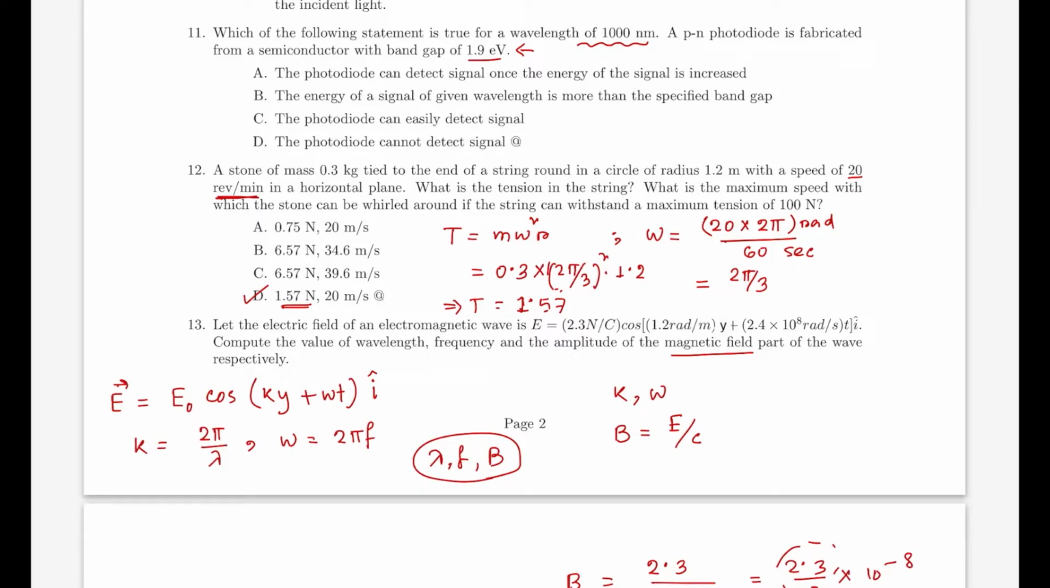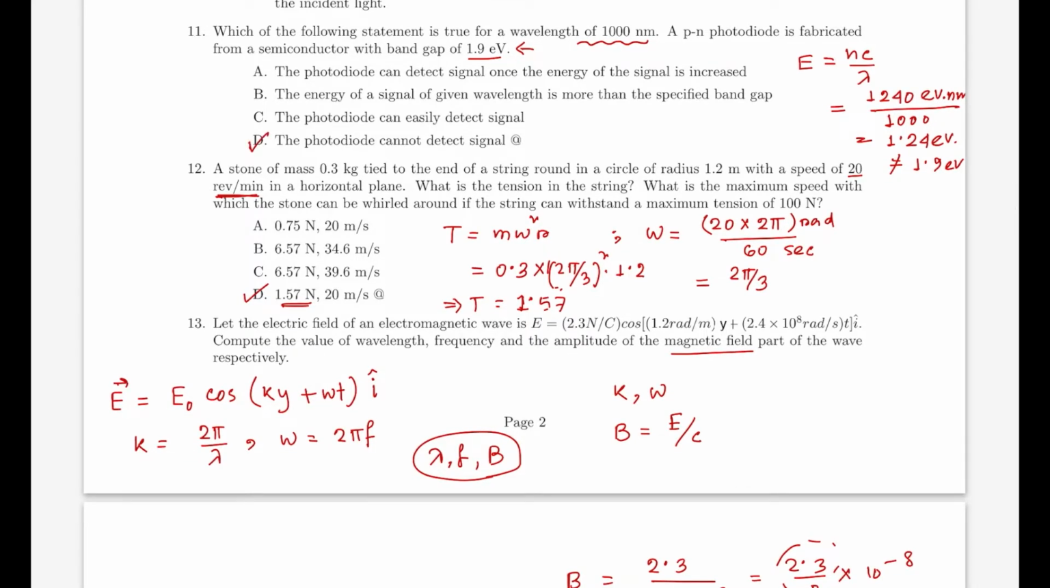As we know, E is hc by lambda, and the value of hc in units of electron volt nanometer is 1240. So you have to divide it by 1000, that will give you 1.24 electron volt, which is not the same as 1.9 electron volt. So the photodiode will not be able to detect the signal. Option D is the correct answer.